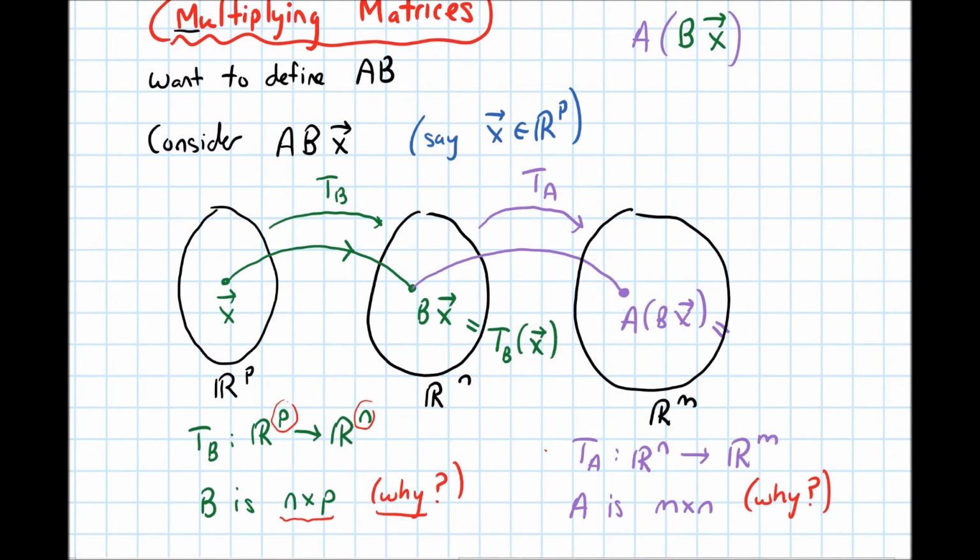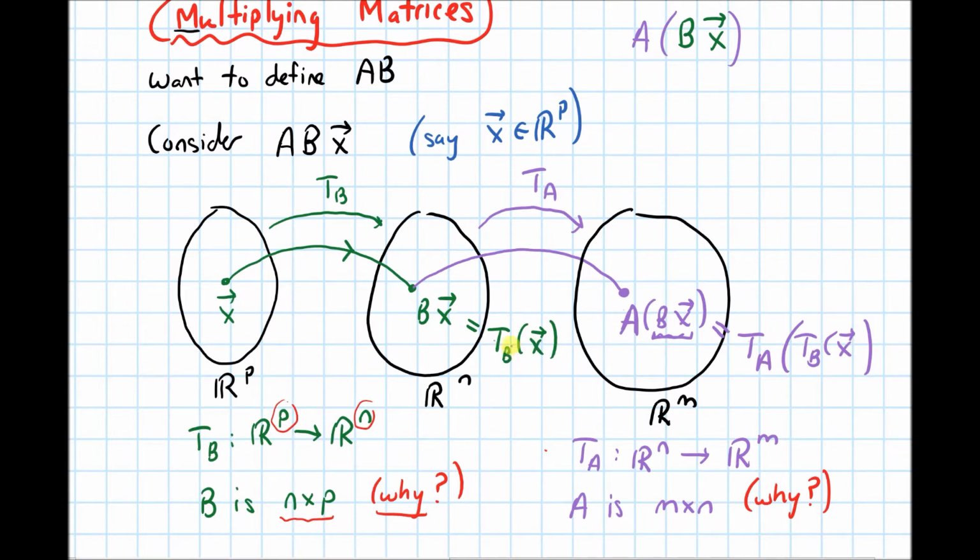Coming back to what's happening with this vector A times B times x, we're multiplying the vector Bx by the matrix A. But we can think of that in terms of linear transformations. Multiplying by A is the same thing as plugging into the transformation T sub A. What is it that we're plugging into T sub A? We're plugging in Bx. But Bx is the same thing as, in linear transformation form, T sub B of x, because we saw that over here in the green section.